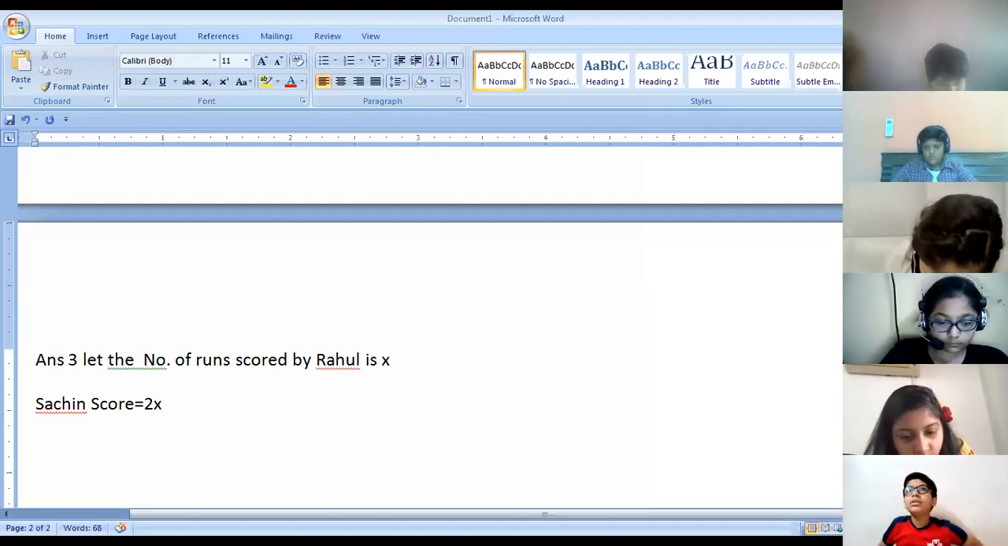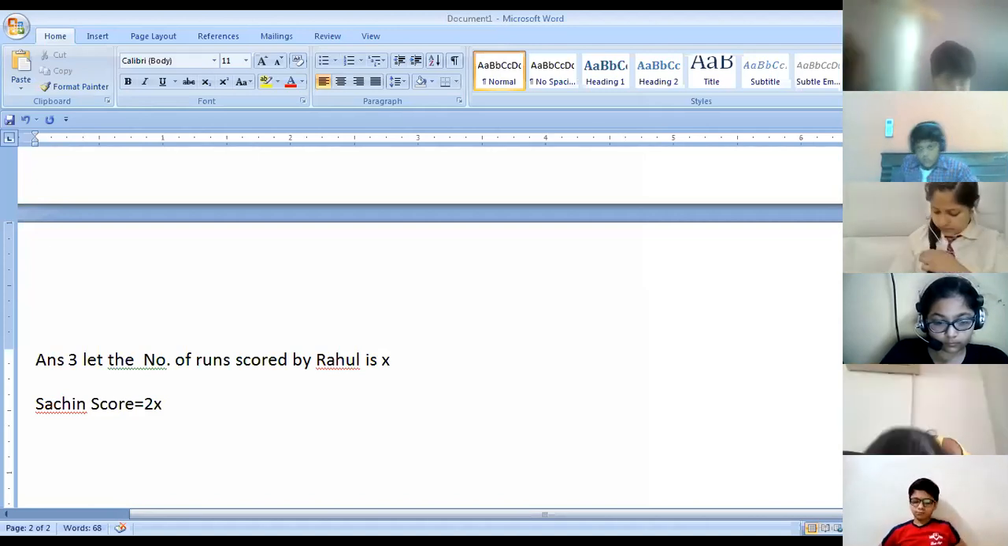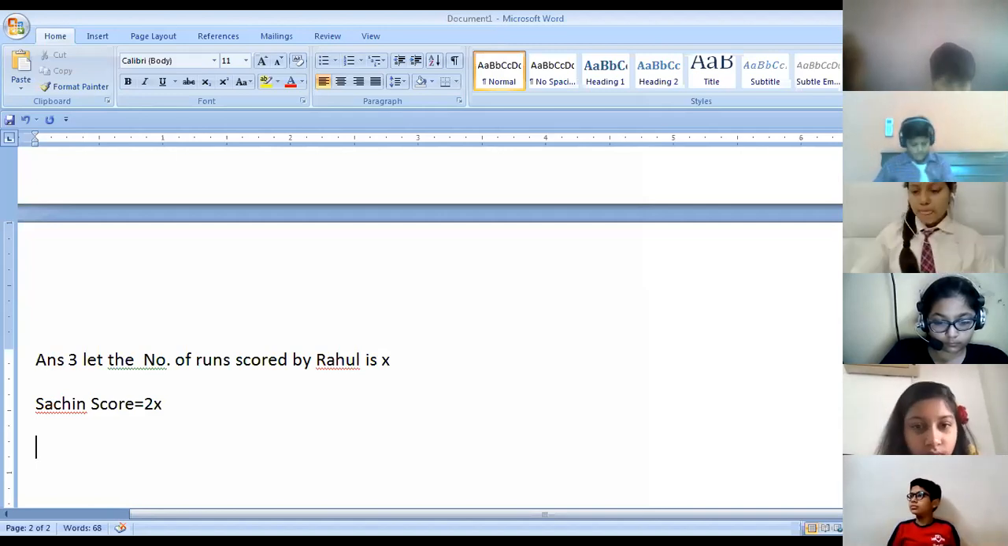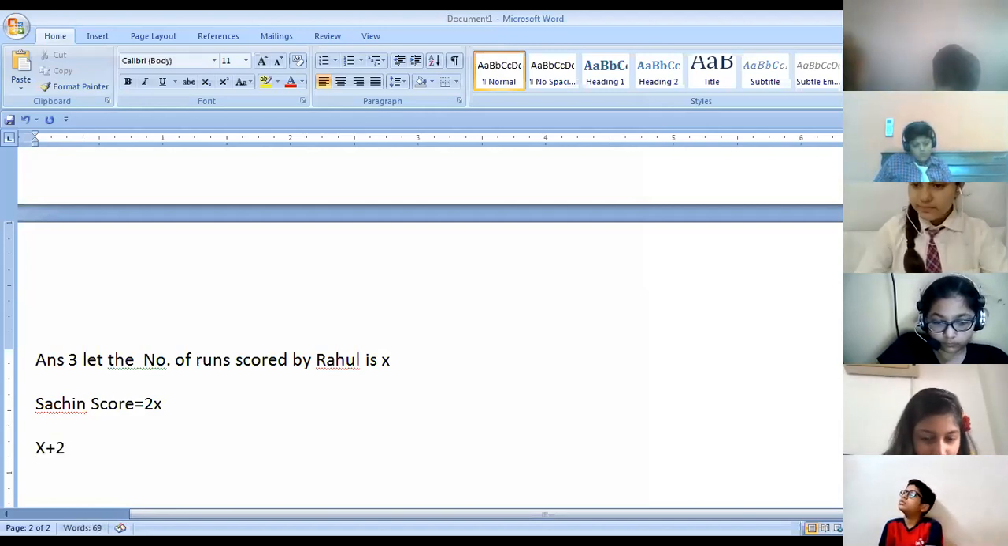So what do you mean by that? x plus 2x. Right. Together their runs. That means both. If Rahul has x and Sachin is scoring 2x, so we are going to add it up because together means adding. So x plus 2x. Good going.